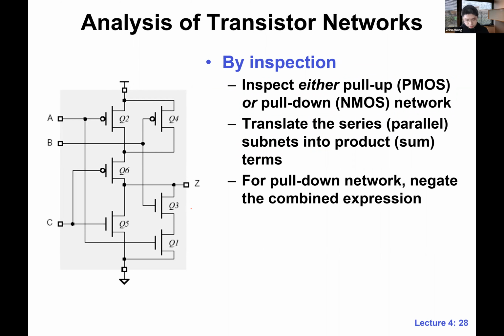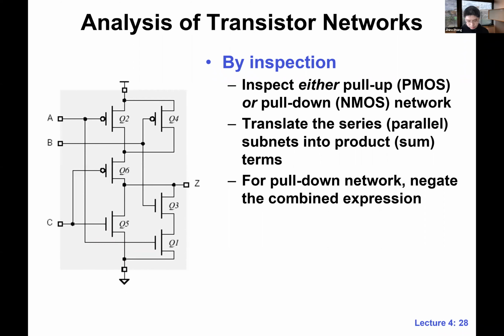Maybe let's just focus on the NMOS network first, because we are not inverting, so we don't have active low. To some of you, this might be more intuitive. What is the corresponding Boolean expression for the NMOS network? Actually, the moment you figure out the Boolean expression for the NMOS network, you're done, because the PMOS network is doing the same thing. So let's just focus on the NMOS network.